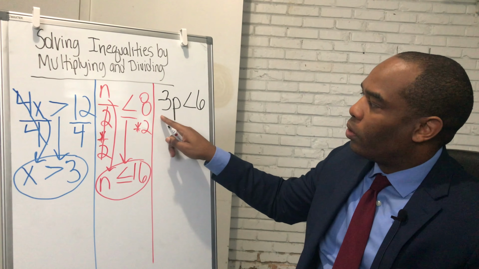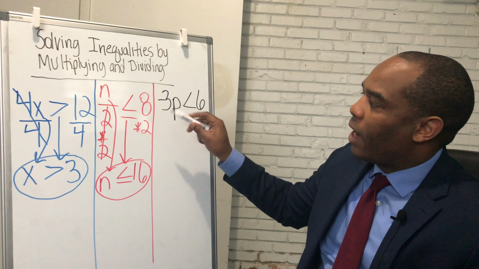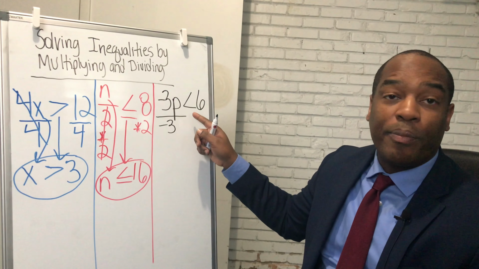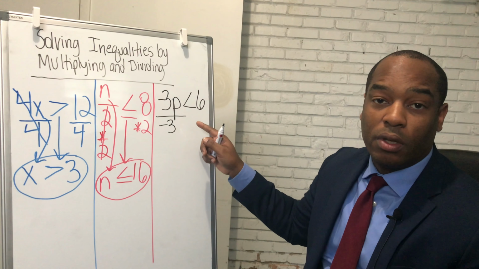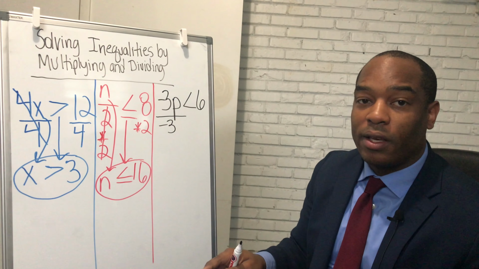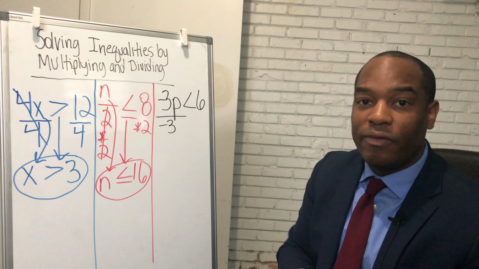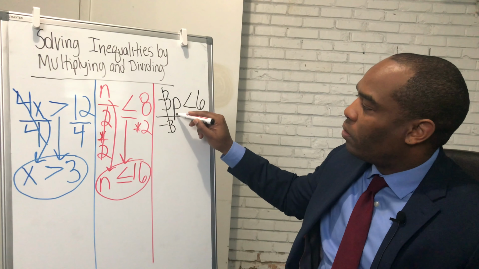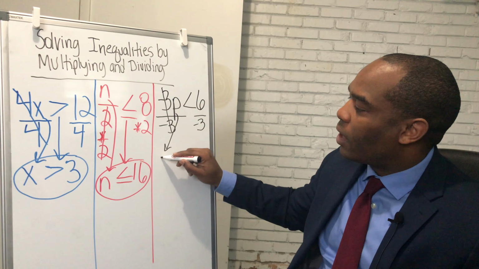So I'm going to divide by a -3 on this side. Now, since I'm dividing by a negative number, I must flip or reverse the inequality. Anytime I multiply or divide by a negative number, I must reverse the inequality. So I divide by -3 on this side. These negatives cancel. The p comes down.